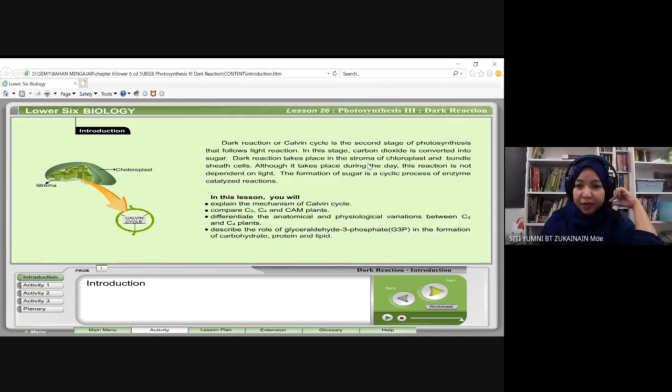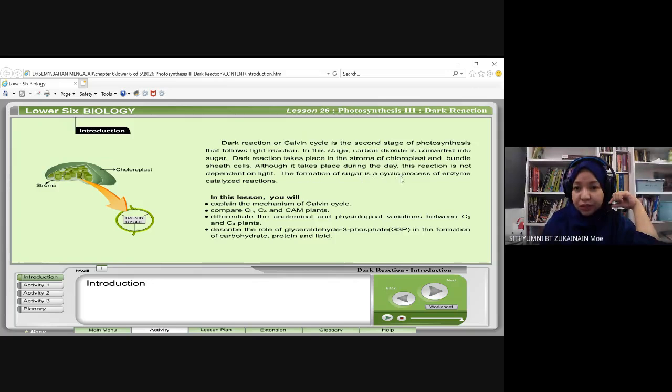So that reaction takes place in the stroma of the chloroplast. Okay, so the stroma of the chloroplast is the site of the Calvin cycle. So here, the powerful factories exist. Now, although it takes place during the day, this reaction is not dependent on light. It happens during the day, and although it happens during the day, this reaction is not dependent on light.